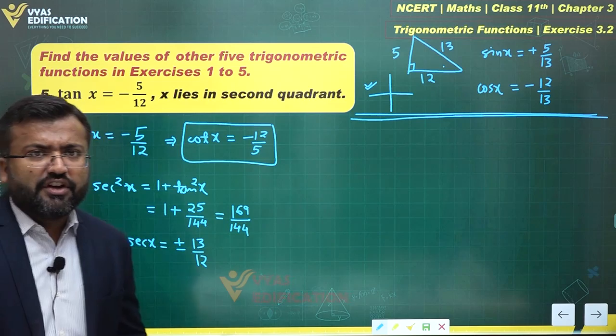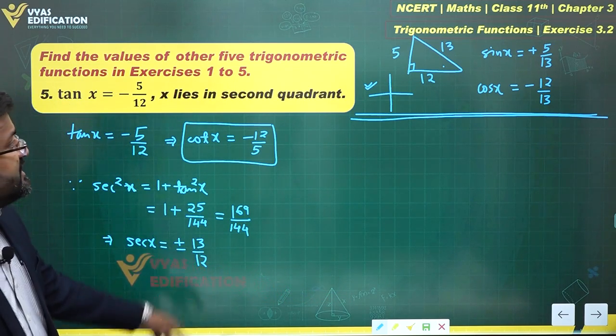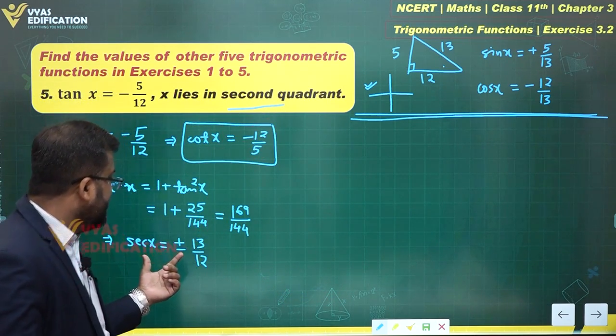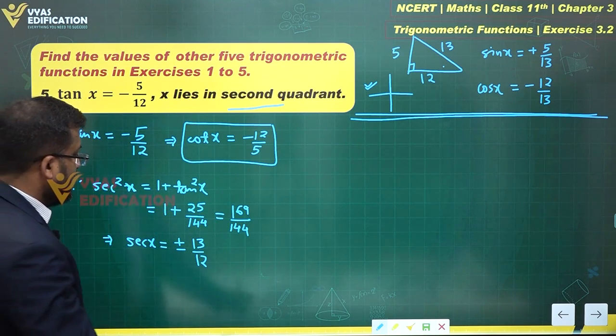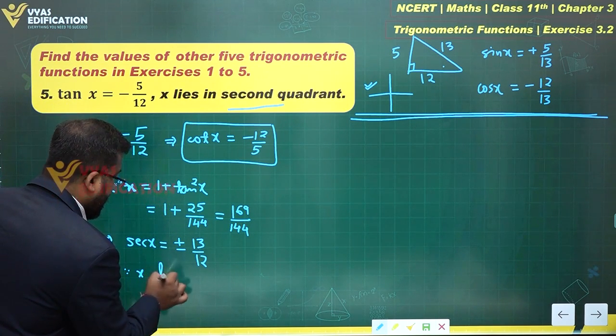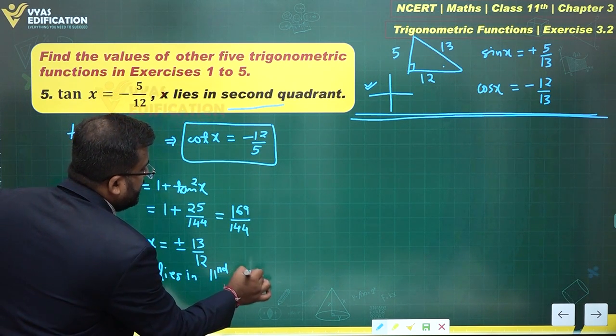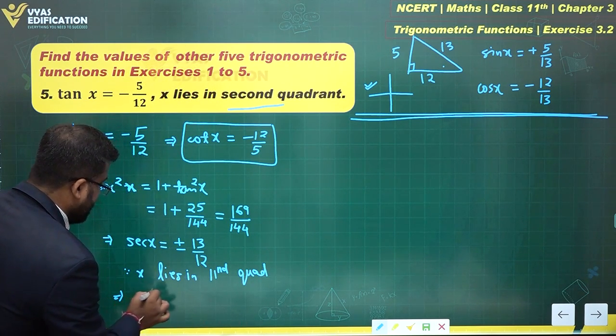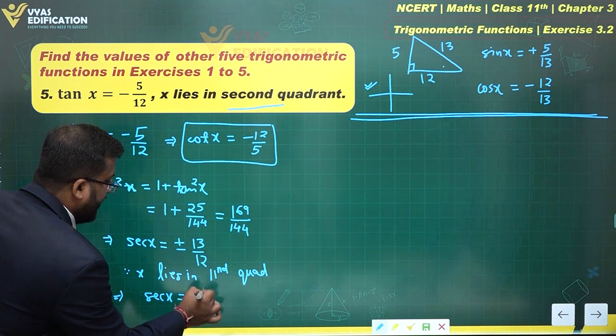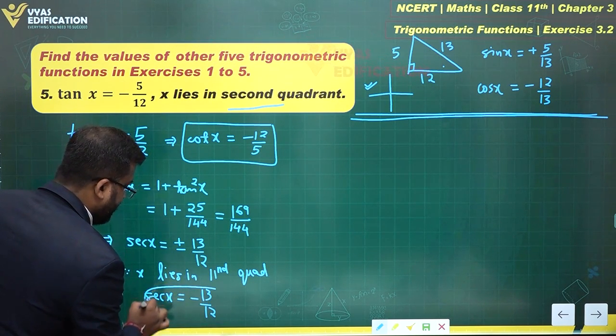Which value will you consider? Will you consider the plus sign or the minus sign? That depends upon the quadrant. In the second quadrant, sec x will be negative. So since x lies in the second quadrant, sec x will be minus 13 by 12.